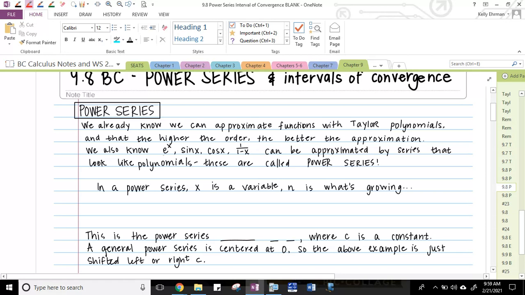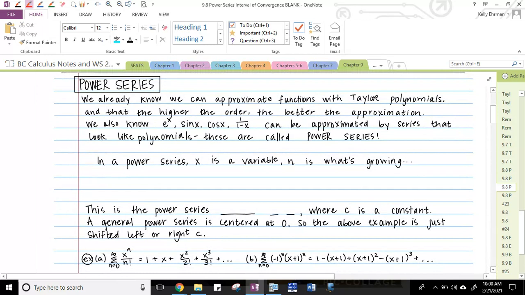And we've memorized e to the x, sine x, cosine x, and 1 over 1 minus x. We need to have those Taylor polynomials or Maclaurin polynomials memorized because they pop up a lot on the AP test. If you think about those terms, like 1 plus x plus x squared plus x cubed for 1 over 1 minus x, the sum of those terms could be written as what we call a power series. In a power series, the x would be the variable, and the n is what's increasing.